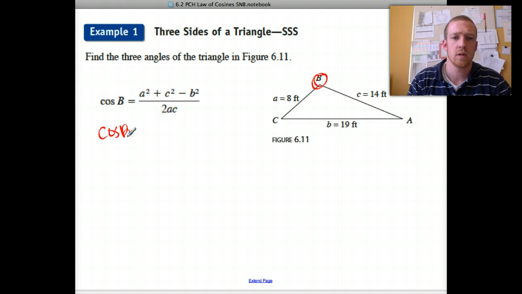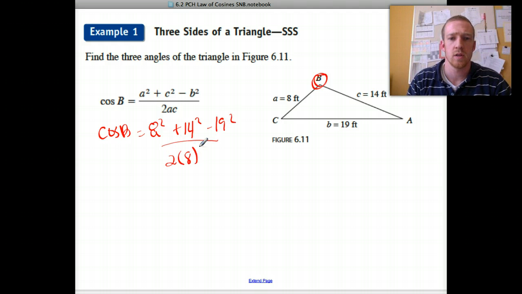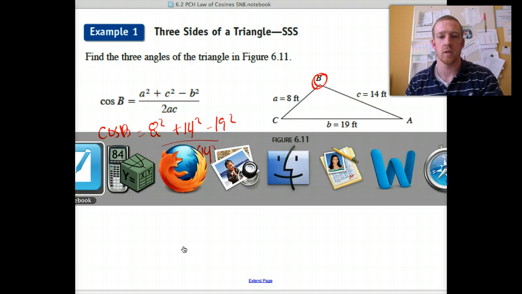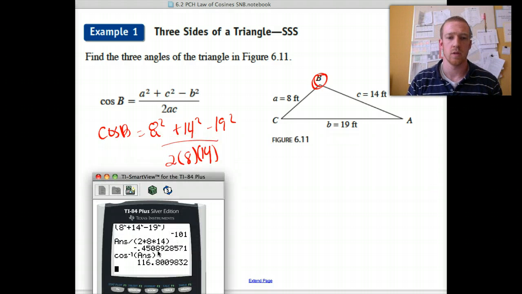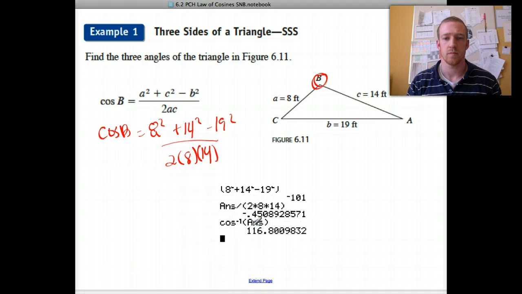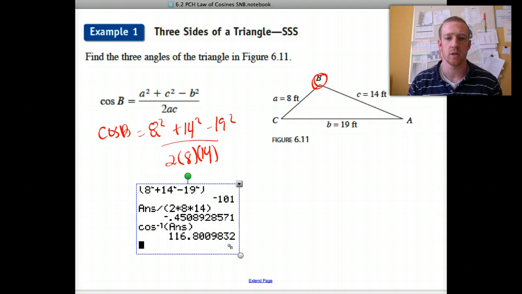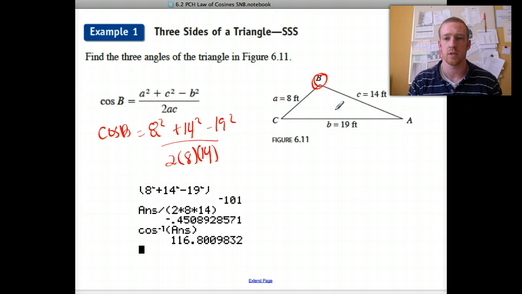And then finally, angle C, or B rather, is going to be cosine of B equals 8 squared plus 14 squared minus 19 squared over 2 times 8 times 14. And in the calculator, that gives this. The top got cut off a little bit, but it's the same calculation I was doing before. So it gives us 116.8 degrees. So we found all of them.